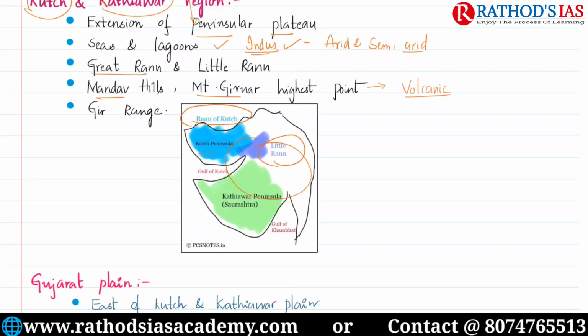And even Gir Range, which is located in the southern part of this Kathiawar Peninsula, is covered with dense forest, and this area is very important for the Gir lion. So these are some important facts regarding this Kutch and Kathiawar region.